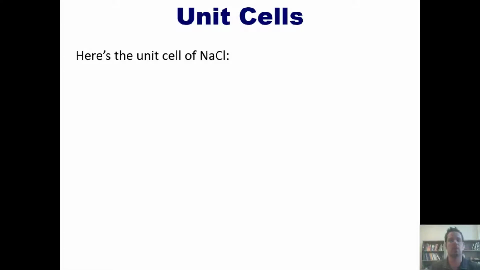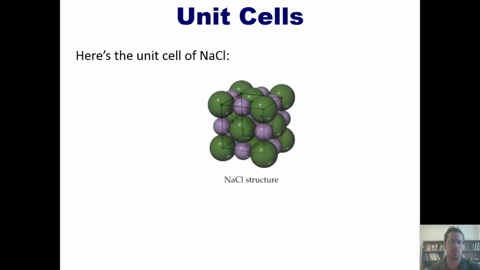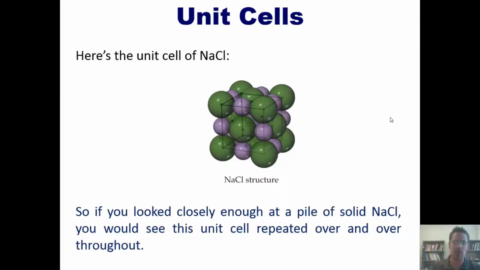Well, here's the unit cell of sodium chloride. It looks like this. So once again, if you could zoom in on sodium chloride closely enough, you would see repeating units of individual sodium cations that are shown here in purple, and I doubt they're actually purple in real life, and chloride anions shown here in green. Once again, I doubt they're actually green in real life. But this one cubic structure is repeated again and again in all directions, all throughout the solid sodium chloride. That's called its unit cell. So if you look closely enough at sodium chloride, you would see this unit cell repeated over and over throughout.